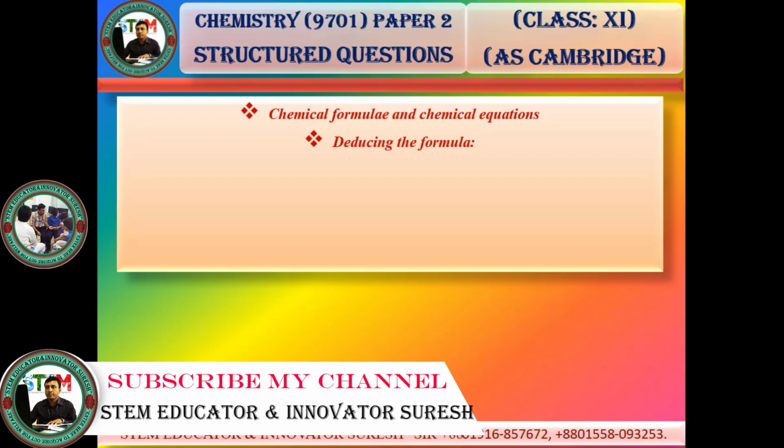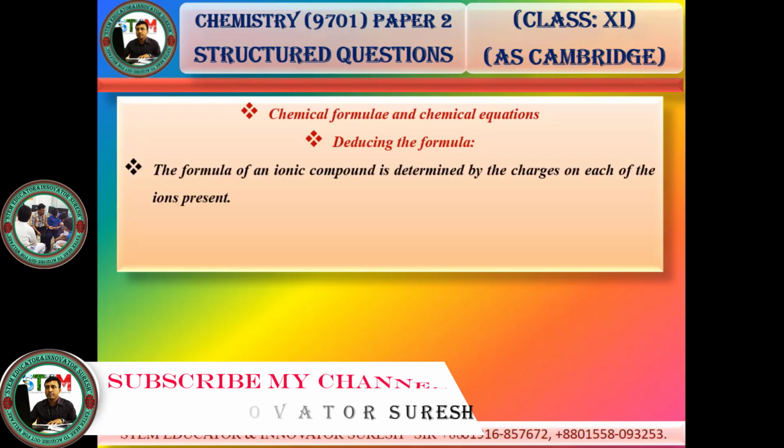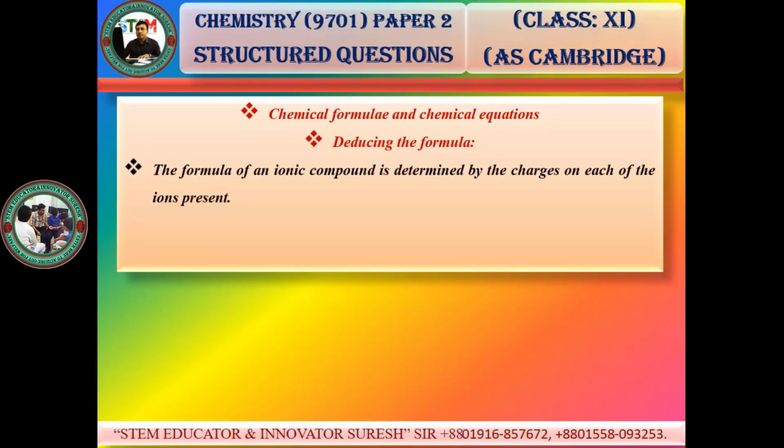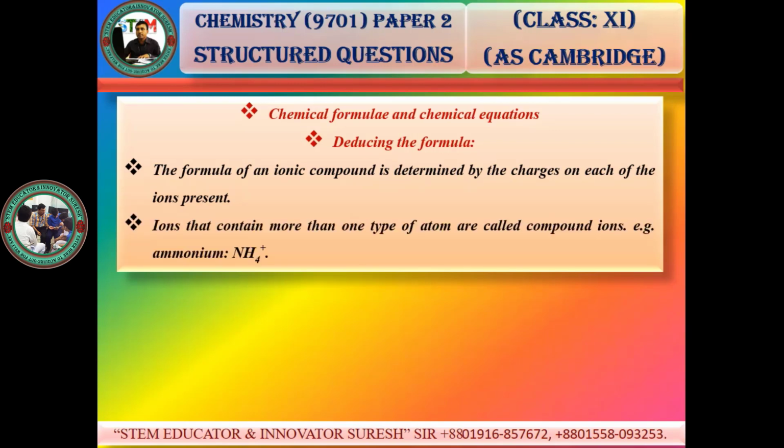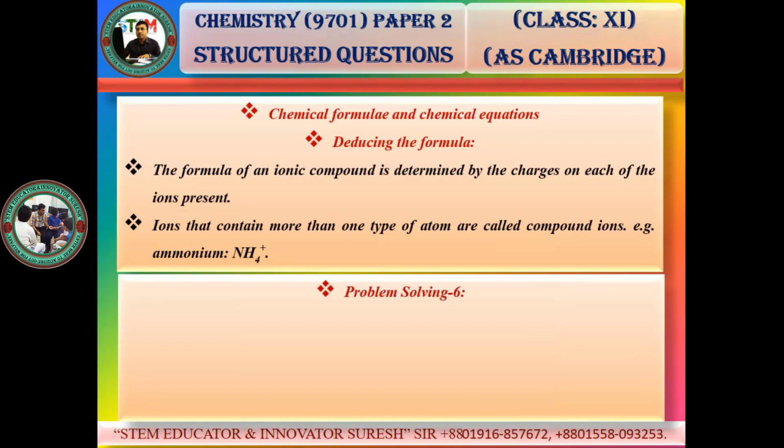Chemical formula and chemical equations. How can we deduce the formula? Look at this. The formula of an ionic compound is determined by the charges on each of the ions present, and ions that contain more than one type of atom are called compound ions. For example, ammonium is a compound ion. Problem solving 6 will illustrate the process totally.